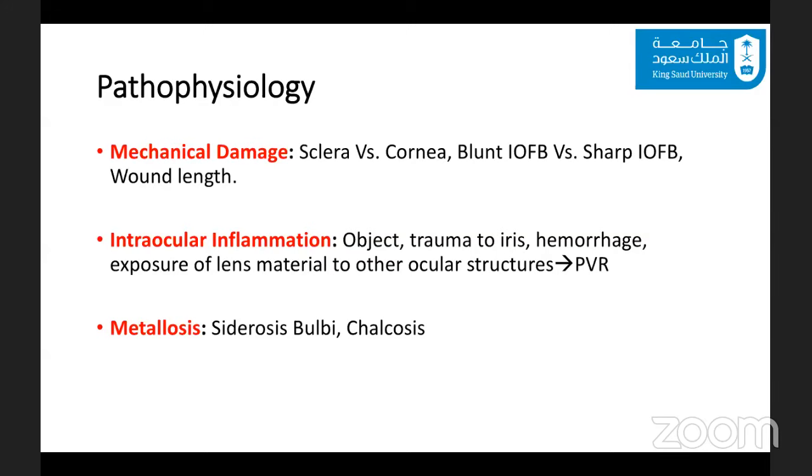Then we have the metallosis. Siderosis caused by iron and chalcosis caused by copper are very critical. Usually siderosis would take time while chalcosis develops quickly. In cases of siderosis, you can identify the toxicity by ERG, before any clinical evidence of siderosis, by an initial increase in the A wave, followed by a progressive reduction in the B wave, and lastly the ERG will be extinguished.